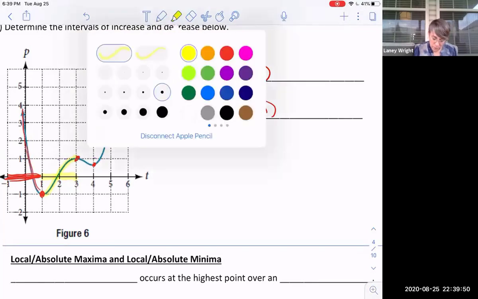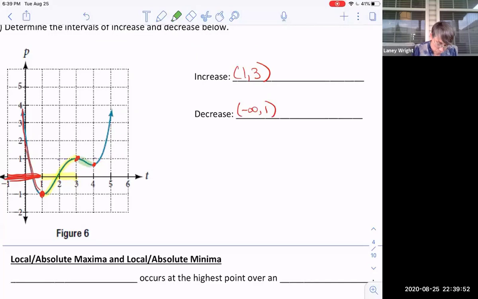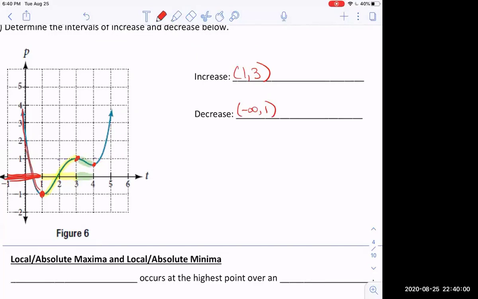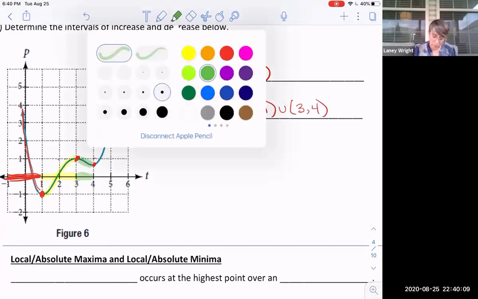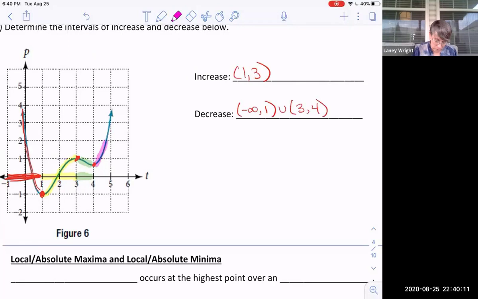Let's take a look at this tiny little interval right here. Decreasing, good. So we're going to do union, and the x is going from 3 to 4. The function's decreasing. And then we have our last one here. It looks so colorful. It may just be so confusing to you. I don't know. So it starts to move upwards again there after 4. So increasing from 4 to infinity.